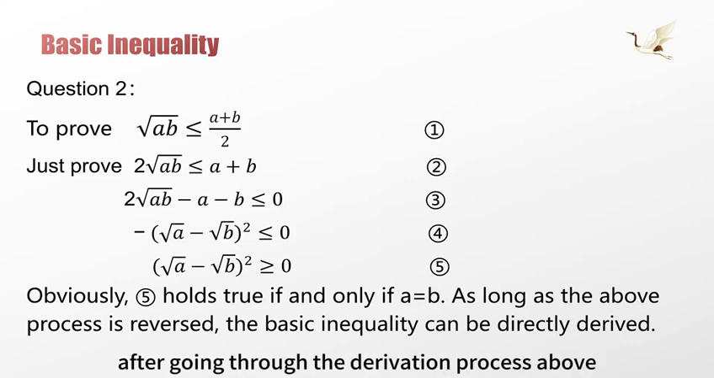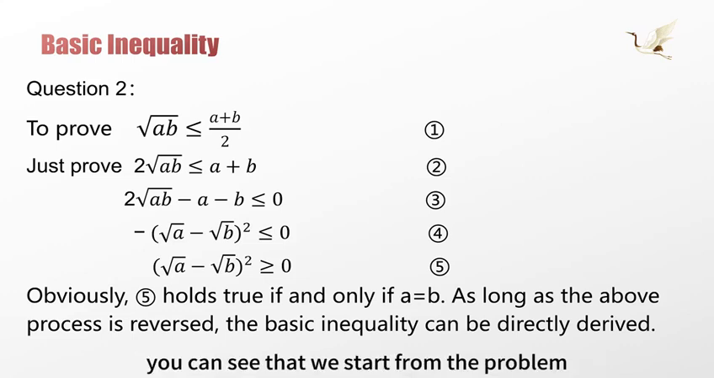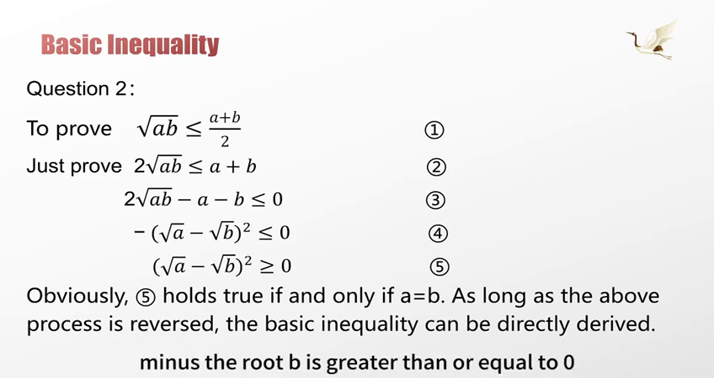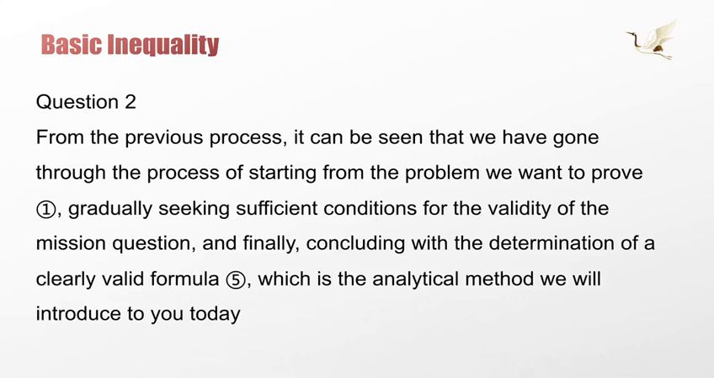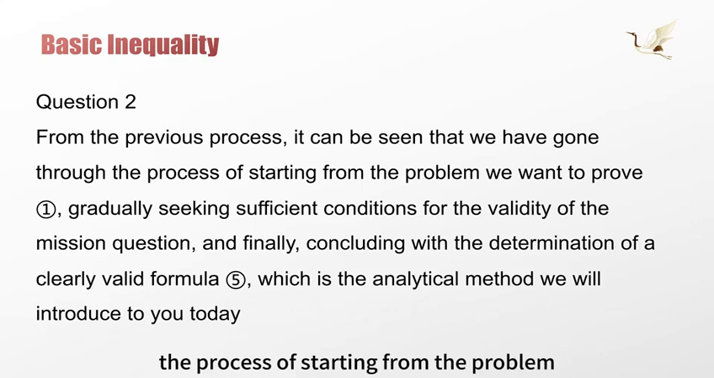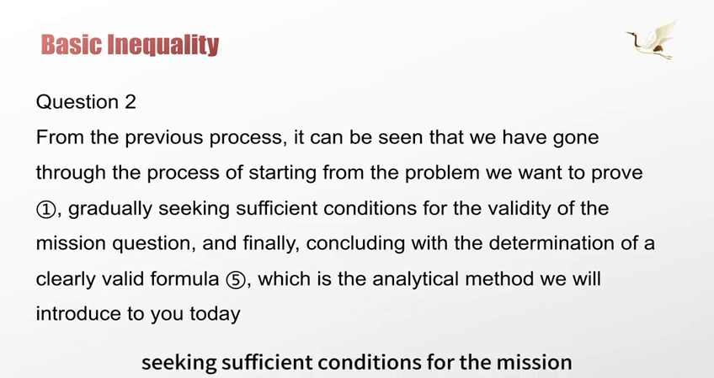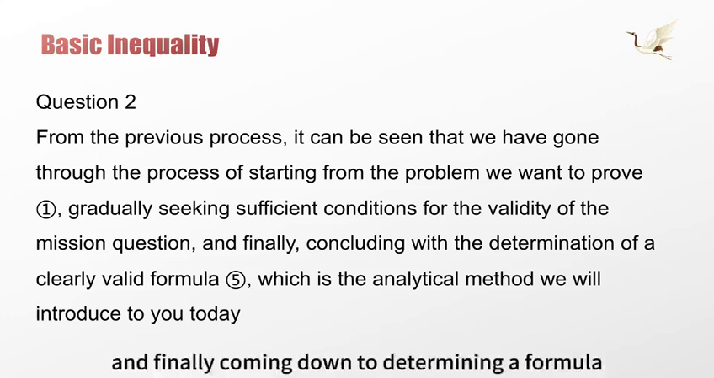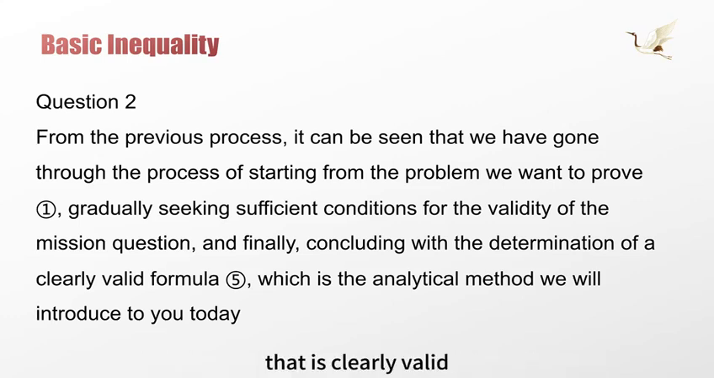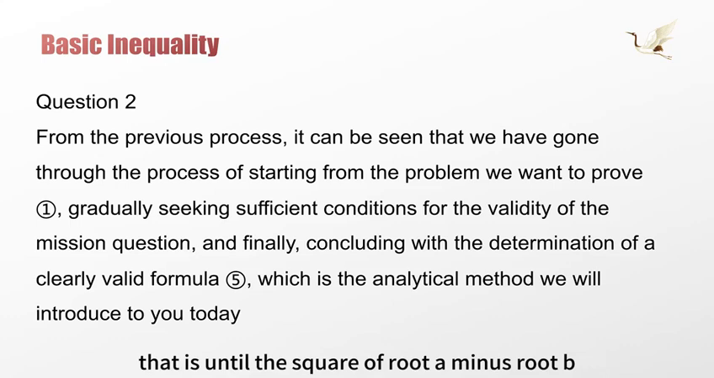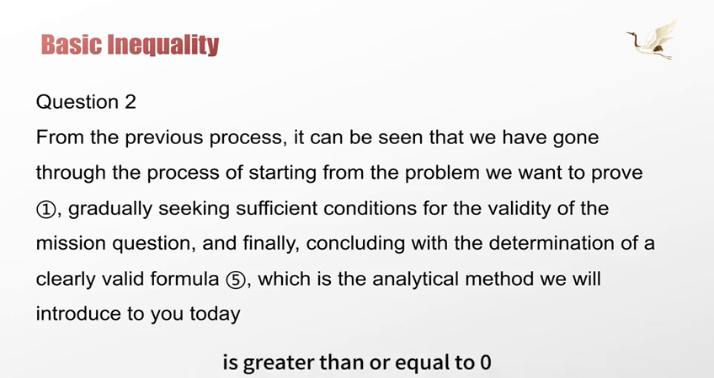After going through the derivation process above, you can see that we start from the problem we want to prove and gradually search for sufficient conditions for each proposition to hold, until finally reaching the formula that the square of (root A minus root B) is greater than or equal to 0, which obviously holds. Through the previous proof process, we have gone through the process of starting from the problem we want to prove, gradually seeking sufficient conditions for the question to hold, and finally coming down to a formula that is clearly valid, that is, until the square of (root A minus root B) is greater than or equal to 0. This is the analysis method we will introduce to you today.